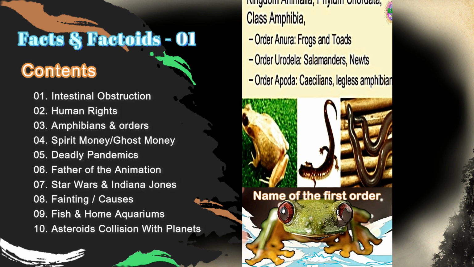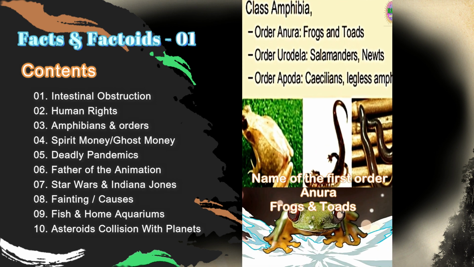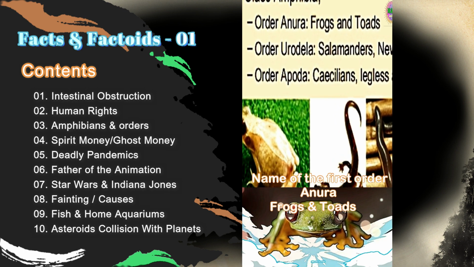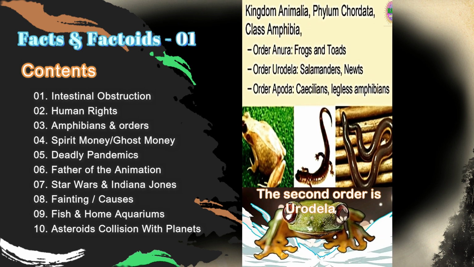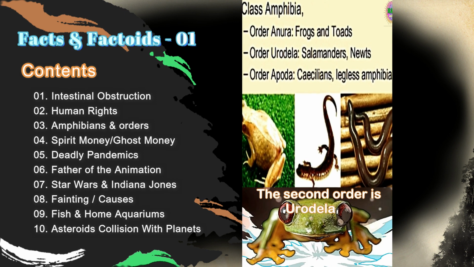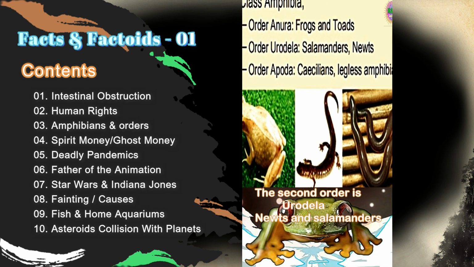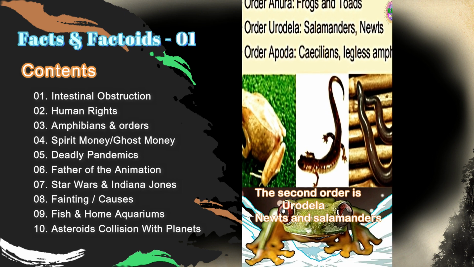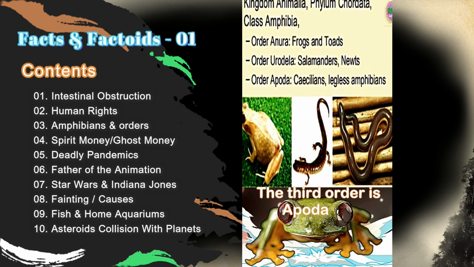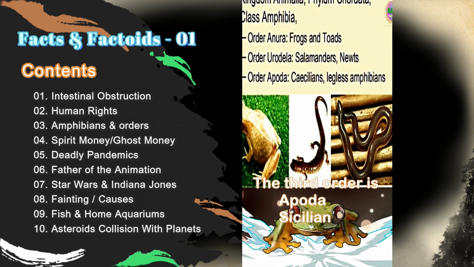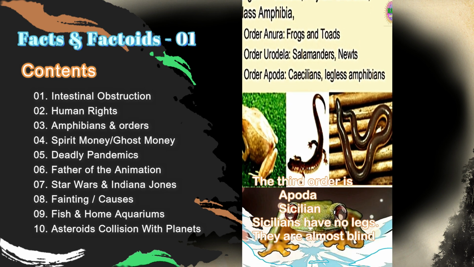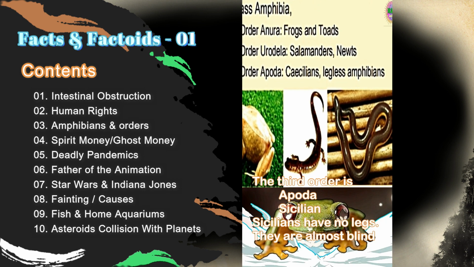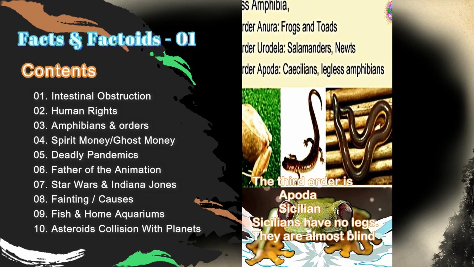Name of the first order: Anura. Example: frogs and toads. The second order is Urodela. Example: newts and salamanders. The third order is Apoda. Example: caecilians. Caecilians have no legs. They are almost blind.